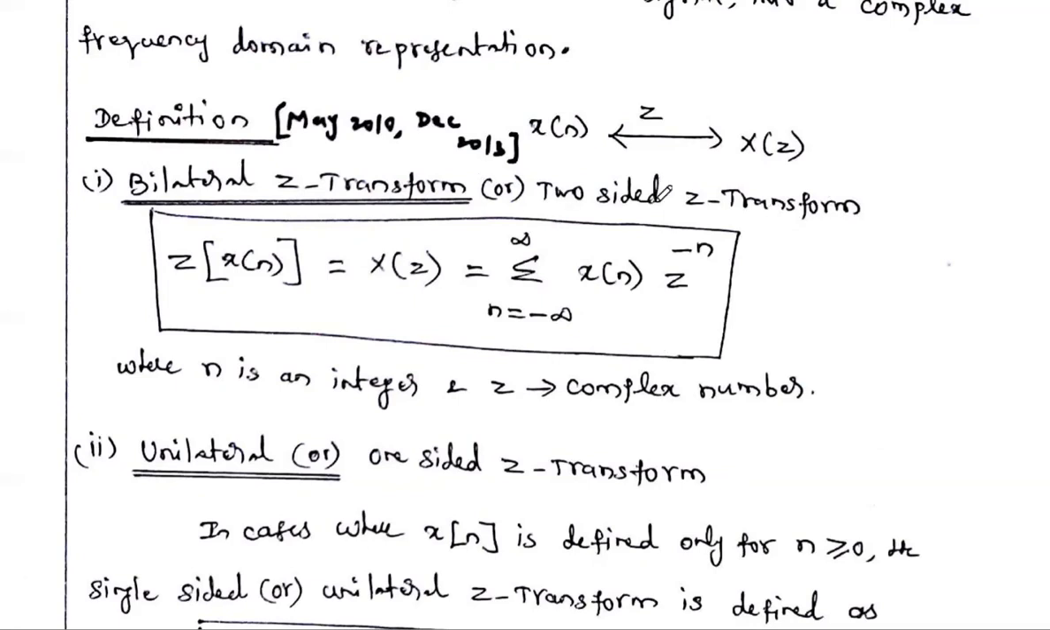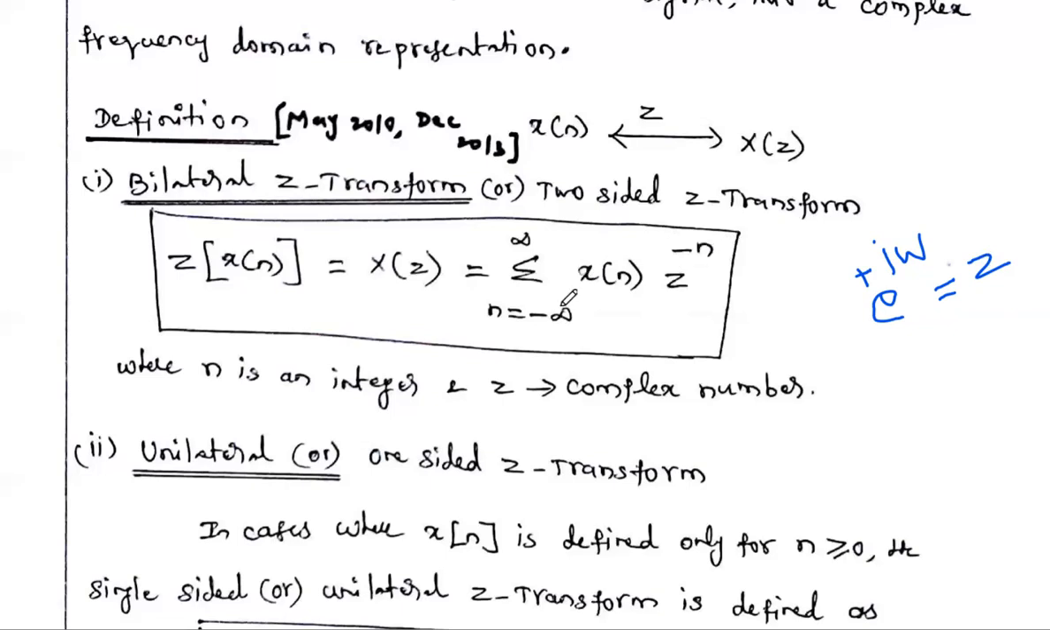In the Z transform formula, it is the same: summation n equal to minus infinity to infinity x of n z to the power minus n. So what is the relation between the DTFT formula and this Z transform formula? We have to replace e power j omega by z, and that is the Z transform formula. Simply the same formula.